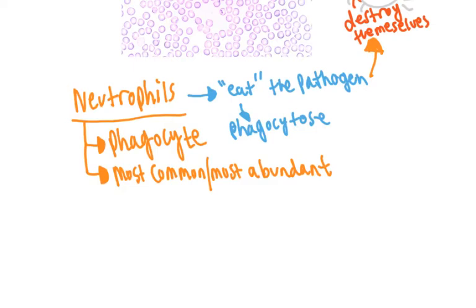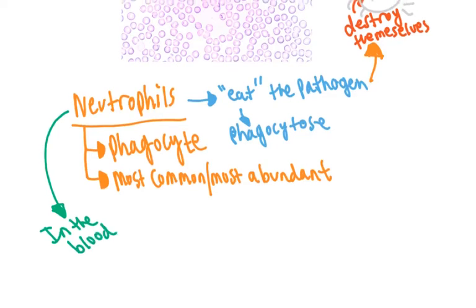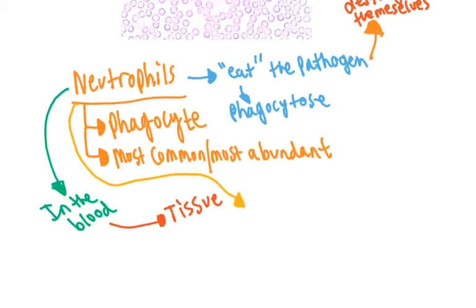And one more thing we should write is that they usually are circulating in the blood. However, if they come near a tissue where it's infected and where there's a lot of inflammation, they can go from the blood and into that area of infection in the tissue. Another thing to know is that neutrophils are actually the first ones to get to the area of infection.